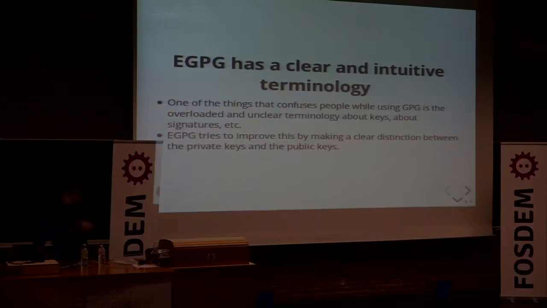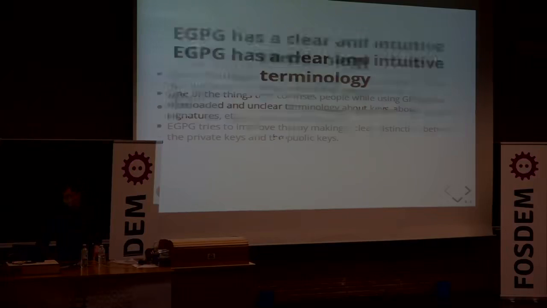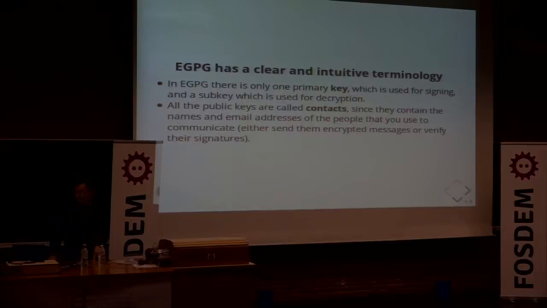eGPG has a clear and intuitive terminology. One of the things that confuses people while using GPG is the overloaded and unclear terminology about keys, about signatures, etc. eGPG tries to improve this by making a clear distinction between the private keys and the public keys. In eGPG, there is only one primary key, which is used for signing, and the subkey, which is used for decryption. All the public keys are called contacts, since they contain the names and email addresses of the people that you use to communicate. Either send them encrypted messages or verify their signatures.